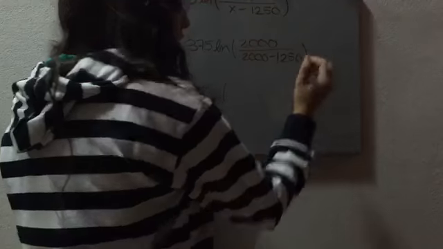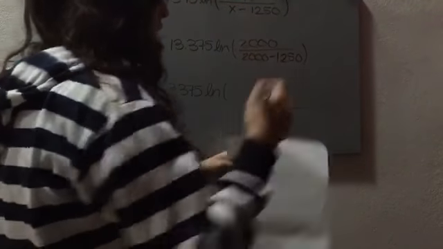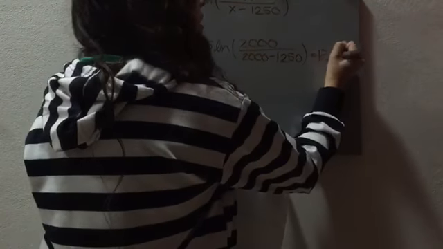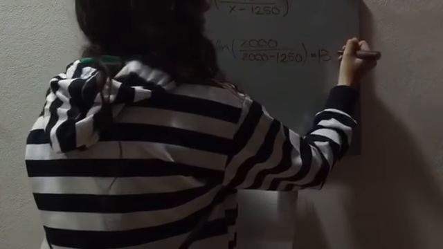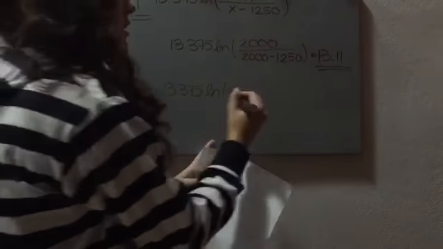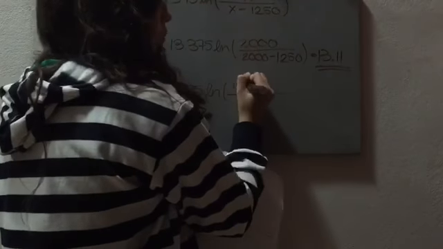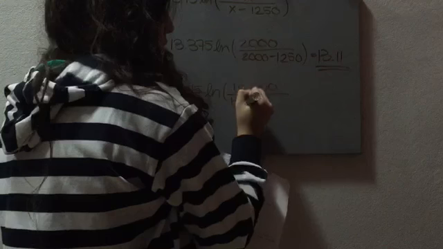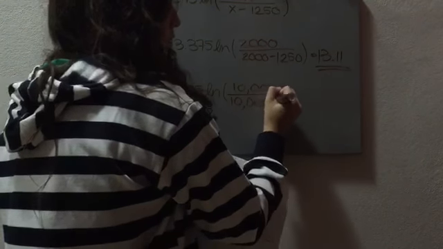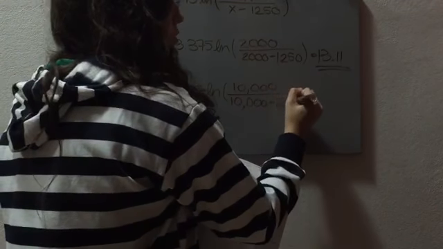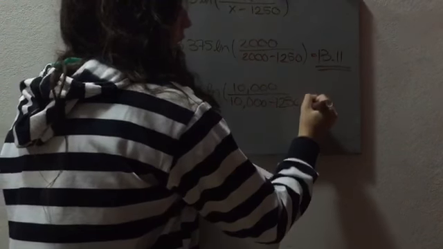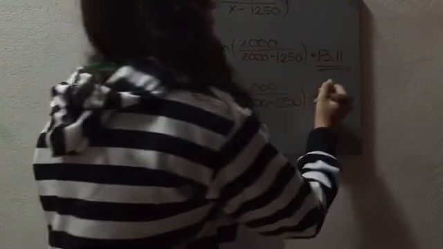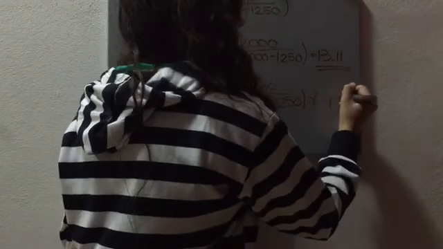1,250, and our answer is going to be 13.11. In this one, instead of putting 2,000, we're going to put 10,000. And 10,000 minus 1,250. And the answer is going to be 1.78.